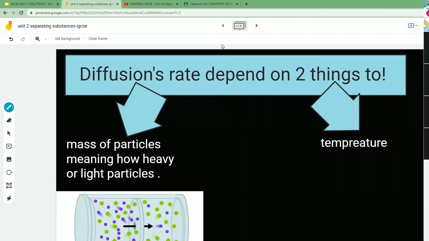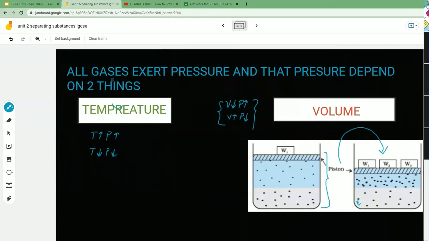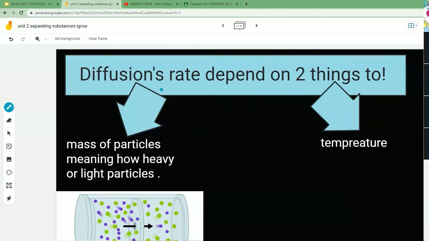Remember how fast the molecules will move, the rate, depends on two things again. This was gases stuff. This is totally different. Diffusion rate, how fast things will go from higher concentration to lower, depends on two things. First of all, mass of particles. And temperature. What does mass of particle mean? How heavy or light the particles are.